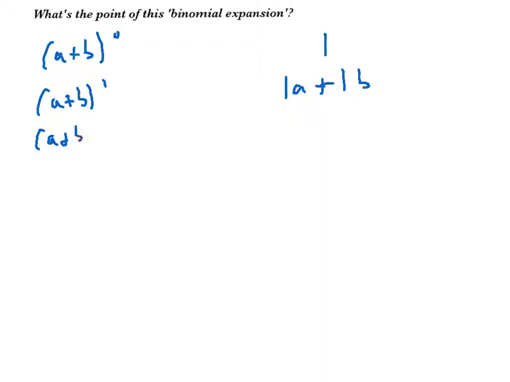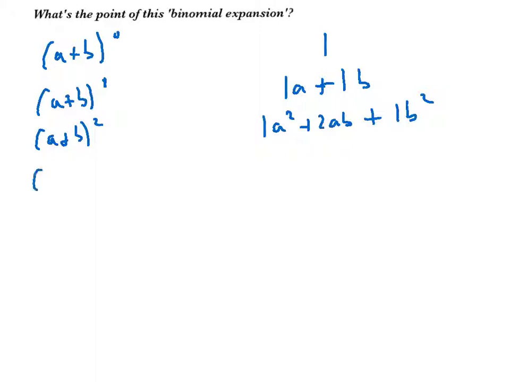Okay? So let's start with a plus b to the power of 0. Well, anything to the power of 0 is 1, right? Now let's have a plus b to the power of 1. So I reckon this is 1a plus 1b, yeah? Now let's do a plus b squared. Oh, now I've got to start expanding brackets, right? But I reckon I can do this in my head. 1a squared plus 2ab plus 1b squared, isn't it?